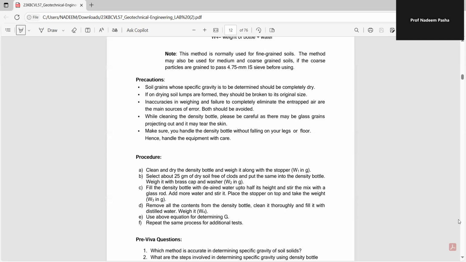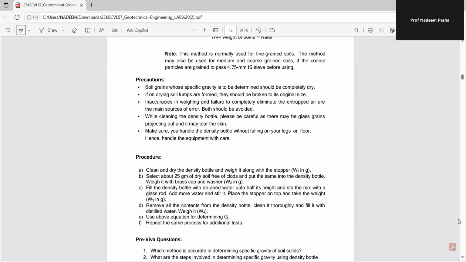Next, select about 25 gram of dry soil free of lumps and put the same into the density bottle. Weigh it with brass cap and washer. See here, also a change is there. In the previous experiment, you took 300 gram of soil, but here how much soil are you taking? Select about 25 gram of dry soil and put the same into the density bottle. Weigh it with brass cap and washer.